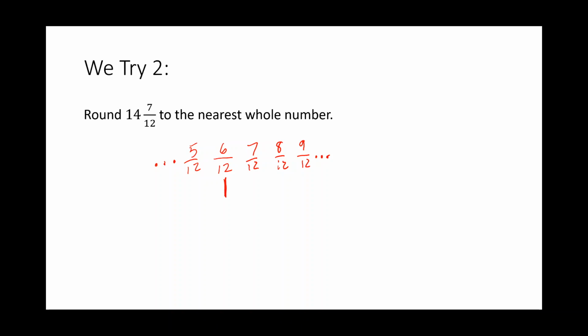So if 6/12 is my halfway point and 7/12 is more than my halfway point, that means that I'm going to round up. So I'm going to round 14 and 7/12 to the nearest whole number, and that nearest whole number is 15.